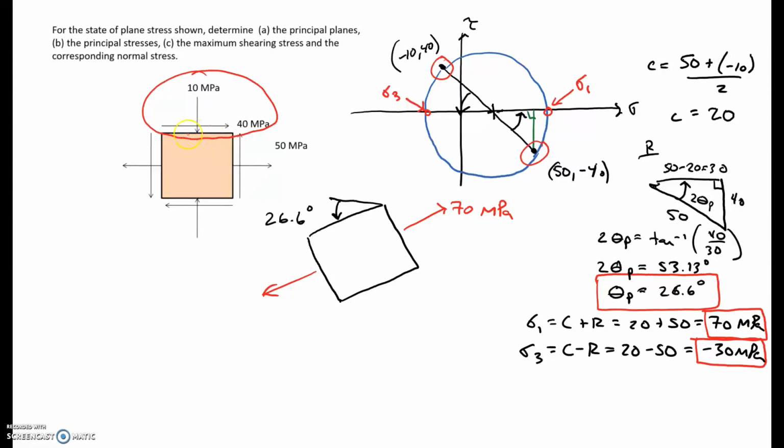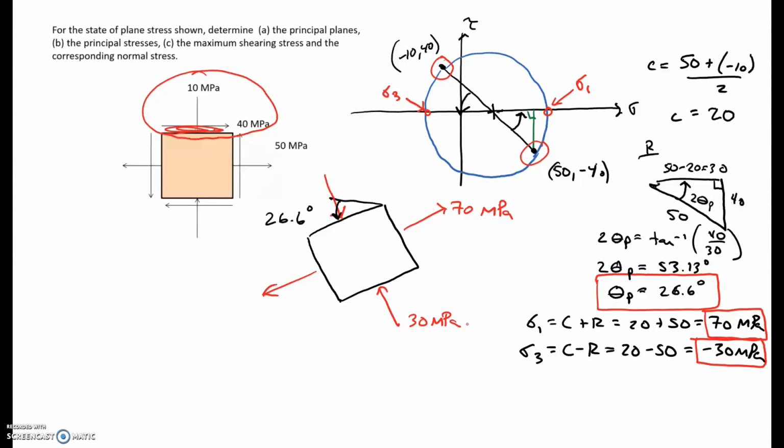So top of the box, or top of the element, rotates counterclockwise, it ends up here. And that ends up as a compressive stress of negative 30, so arrow pointed towards the element. Of course, it's the same on the other side. 30 megapascals shown in compression. So that's what the state of stress looks like on the principal plane, and those are the principal stresses.